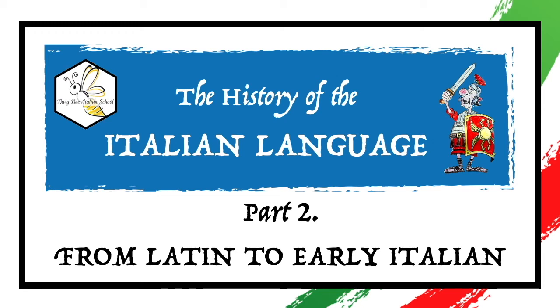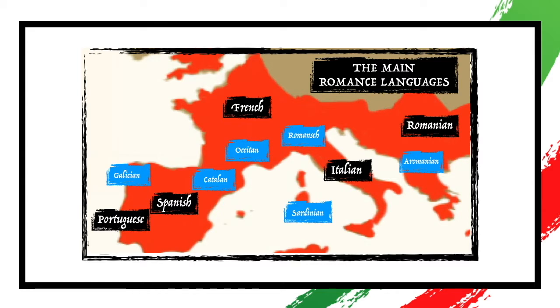The History of the Italian Language, Part 2, From Latin to Early Italian. In the first video, we learnt that Italian is one of the many Romance languages descended from Latin. In this video, we will see how Latin became Italian and look at the earliest examples of the Italian language.